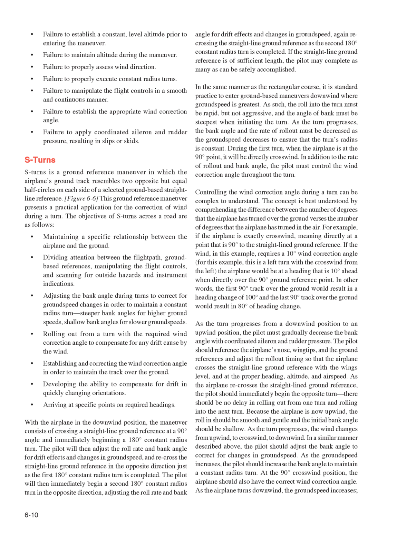For example, if the airplane is exactly crosswind, meaning directly at a point that is 90 degrees to the straight line ground reference, and the wind, in this example, requires a 10 degrees wind correction angle, for this example this is a left turn with the crosswind from the left, the airplane would be at a heading that is 10 degrees ahead when directly over the 90 degrees ground reference point. In other words, the first 90 degrees track over the ground would result in a heading change of 100 degrees and the last 90 degrees track over the ground would result in 80 degrees of heading change.